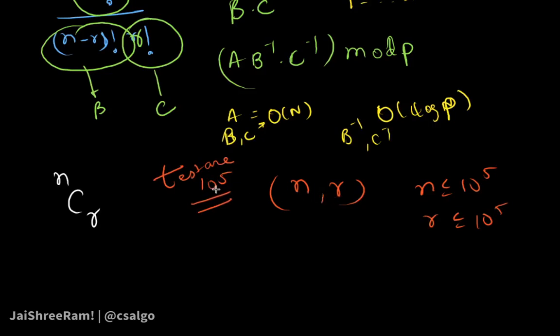Now for each test case you need to work in better than order n, because if you use an order n algorithm, each test case will take order 10 to the power 5, and with 10 to the power 5 test cases, you will get 10 to the power 10, and that won't fit in the time limit. So you need to do better than order n. There are 10 to the power 5 test cases, and in each you need to find the value of n choose r. So how do you do that in that case?